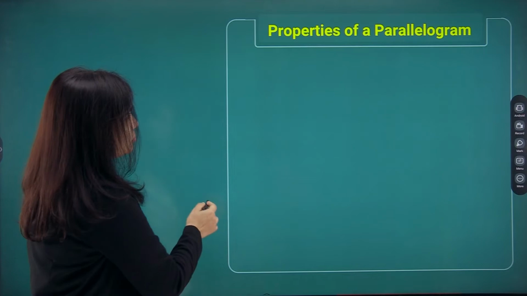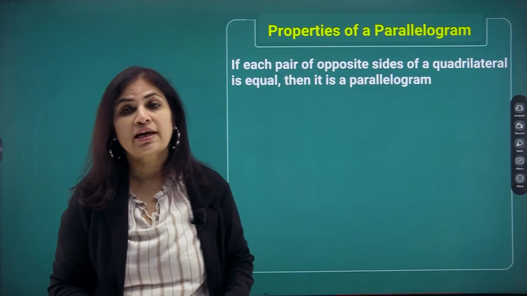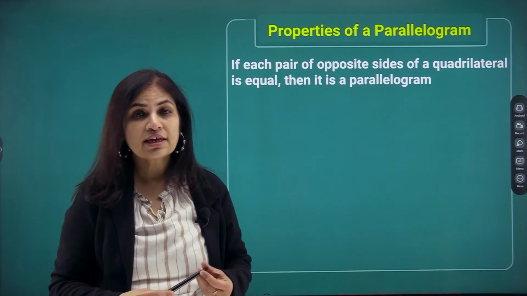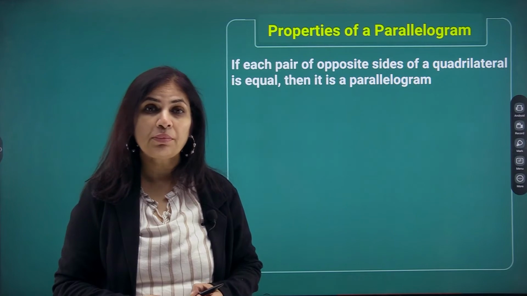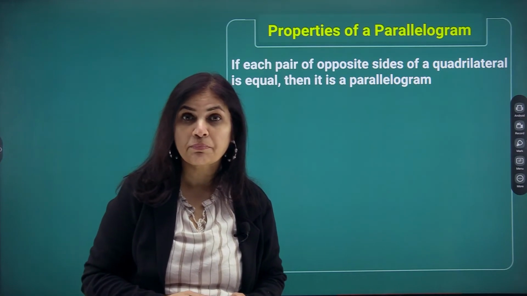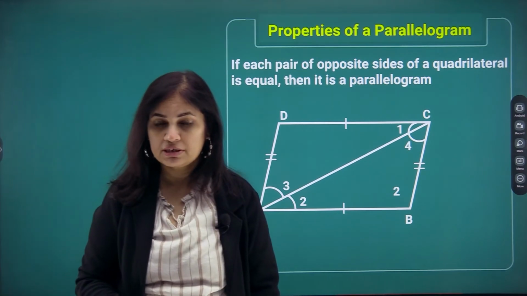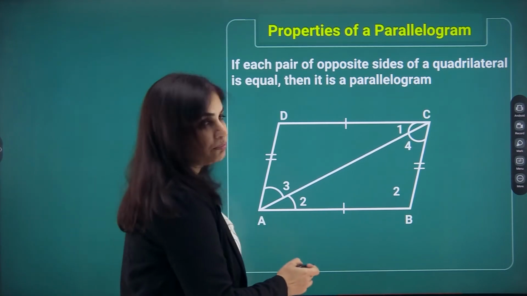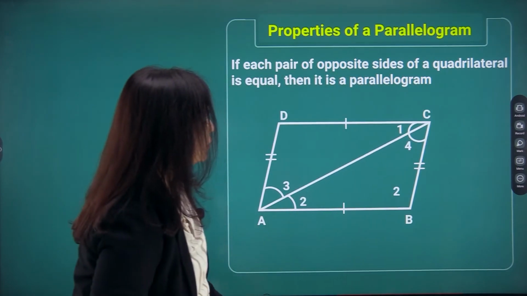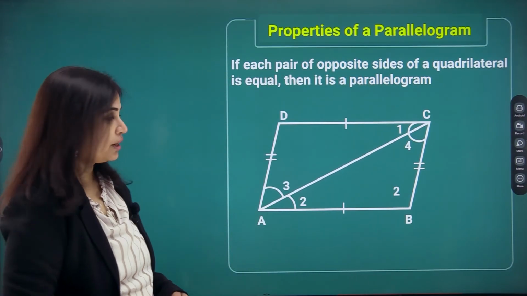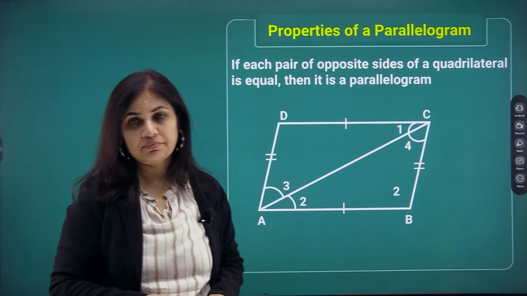Studying those properties one by one, if each pair of opposite sides of a quadrilateral is equal, then how can we say that it is a parallelogram? How will I prove the opposite pair of sides parallel? Starting with a parallelogram ABCD, let us connect the diagonal AC.